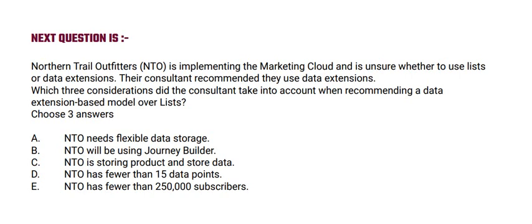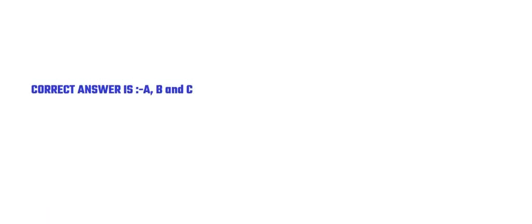Choose three options, and the options are: option A, NTO needs flexible data storage. Option B, NTO will be using Journey Builder. Option C, NTO is storing product and store data. Option D, NTO has fewer than 15 data points. And option E, NTO has fewer than 250,000 subscribers. The correct option is option A, B, and C.